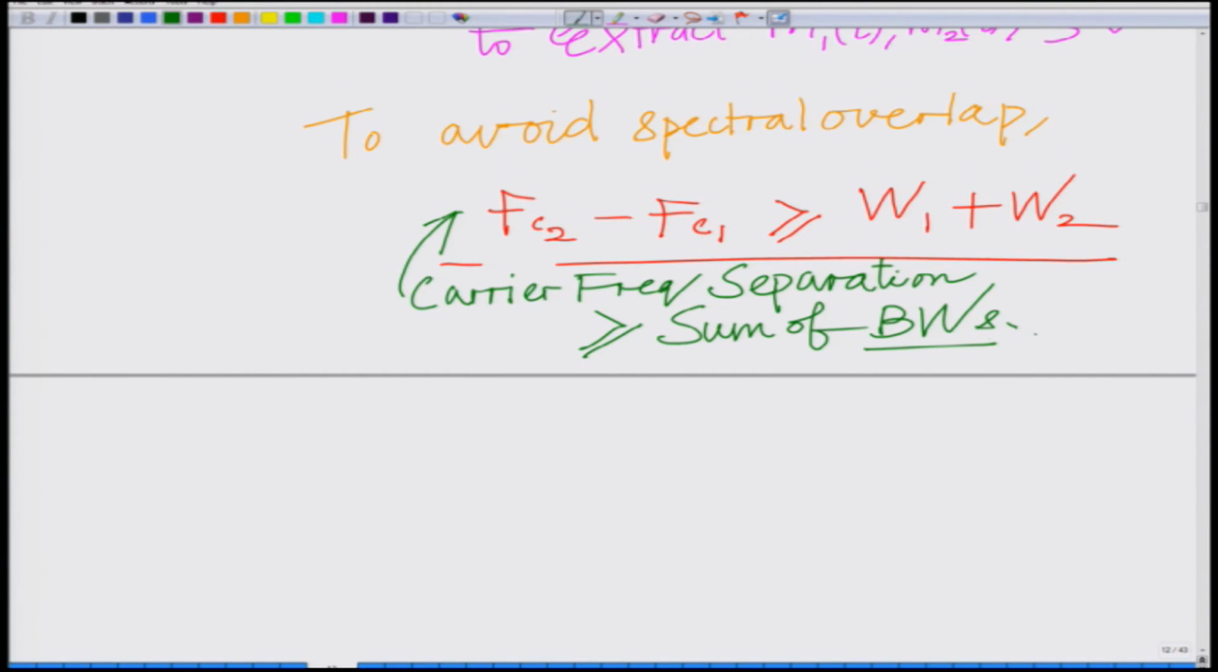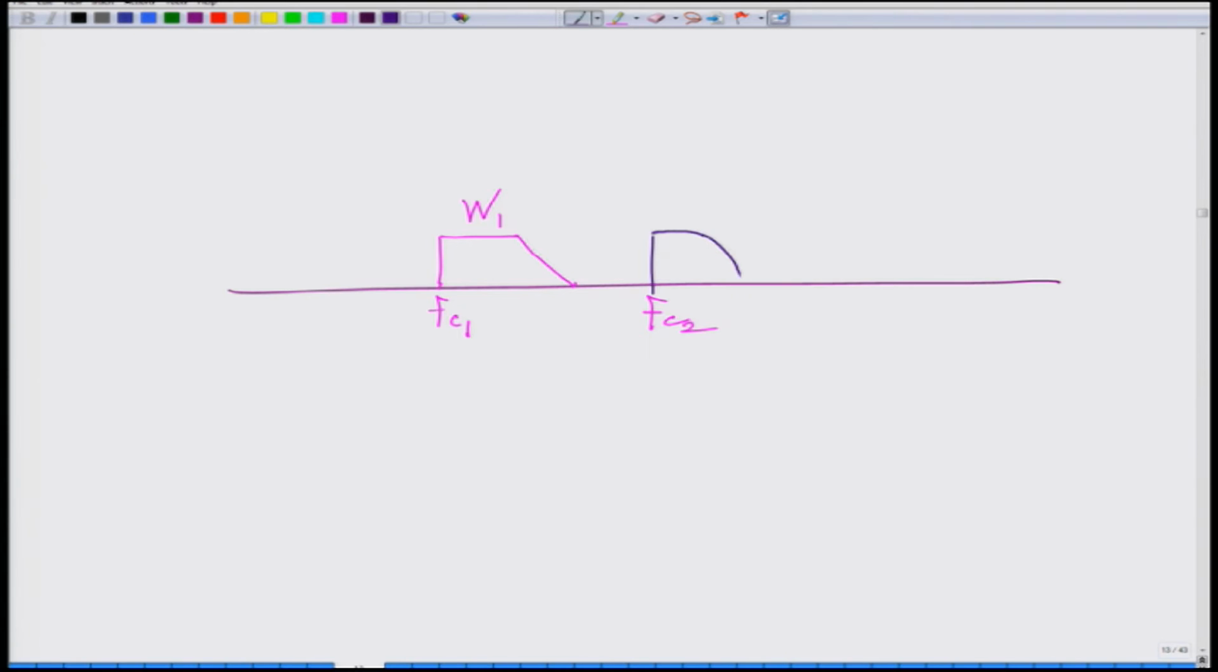Okay. However, for SSB, if you look at SSB modulation, again let us consider the 3 spectra. We are transmitting only a single sideband. Now, if you look at SSB, you will notice something interesting. With SSB, again if we have FC1, we are transmitting only a single sideband. Let us say we are transmitting upper sideband. So, this is basically your W1. Now, this is FC2. Again here you are transmitting only upper sideband. So, this is W2. Now, this is FC3. Here again you are transmitting only the upper sideband W3.